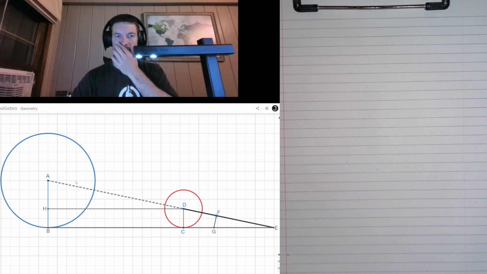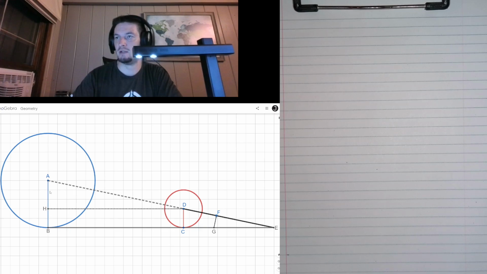So I'd like to point out to you, we have some triangles here. We have triangle ABE with a right angle at B. We also have a triangle AHD with a right angle at H. And this triangle is constructed by taking the radius of the smaller circle, which is DC, and subtracting it from the radius of the larger circle, AB. So AB minus DC gives us AH, so that is how we construct this triangle.